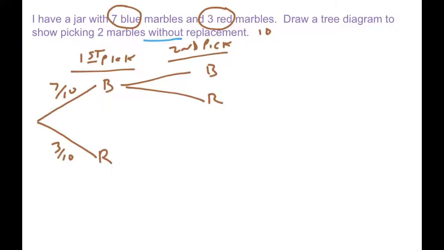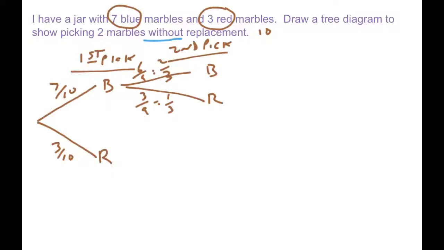Because if you think about it, if you don't put that blue marble back, now you only have 6 blue marbles and there's only 9 marbles altogether. So that's going to be 6/9 or 2/3 if I reduce it. And then red, there's still 3 red, but there's only 9 altogether. So that's 3/9 or 1/3.